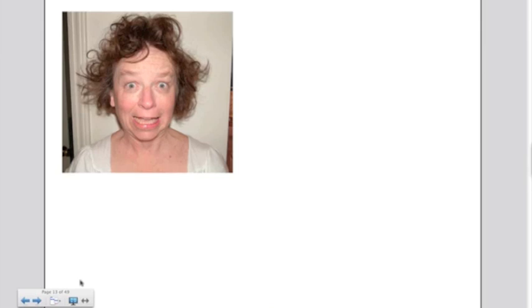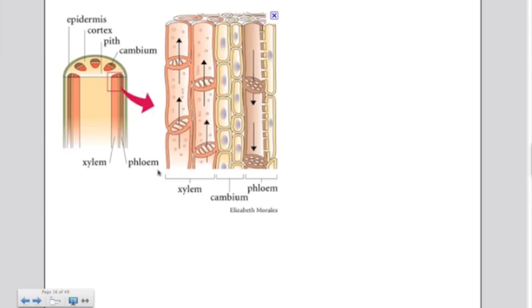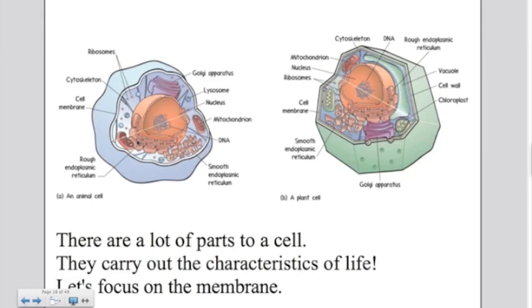Products of cells include hair, nails, tendons, xylem, and sugars. You better be thinking photosynthesis right now. Cells can seem pretty complicated, but the big picture, the big concept, is they just carry out those characteristics of life we mentioned earlier. Let's focus just on the cell membrane.